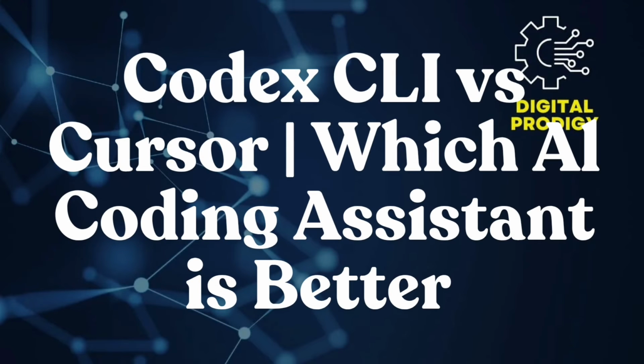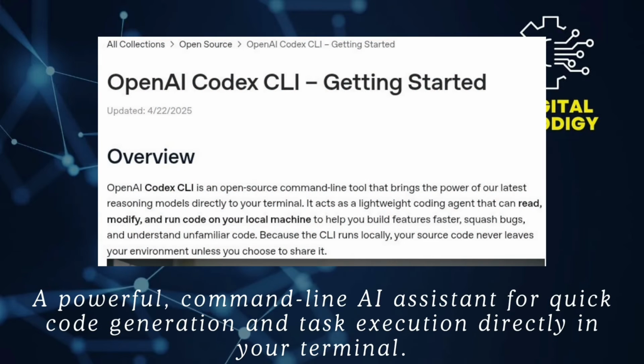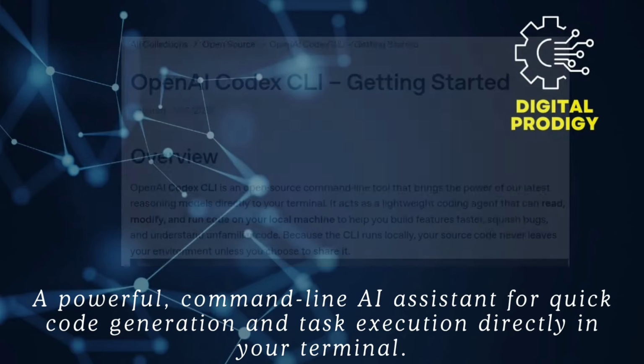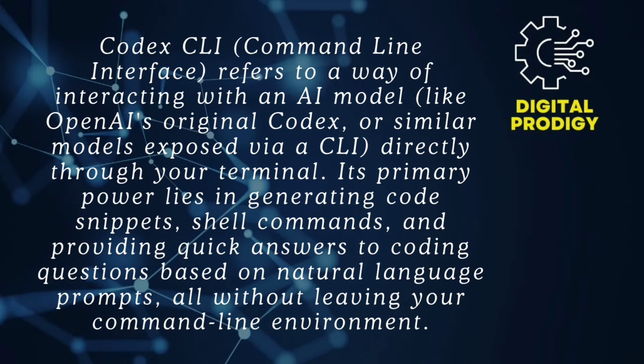Codex CLI versus Cursor. Which AI coding assistant is better? Let's find out. Codex CLI is a powerful command line AI assistant for quick generation and task execution directly in your terminal. It refers to a way of interacting with an AI model directly through your terminal.